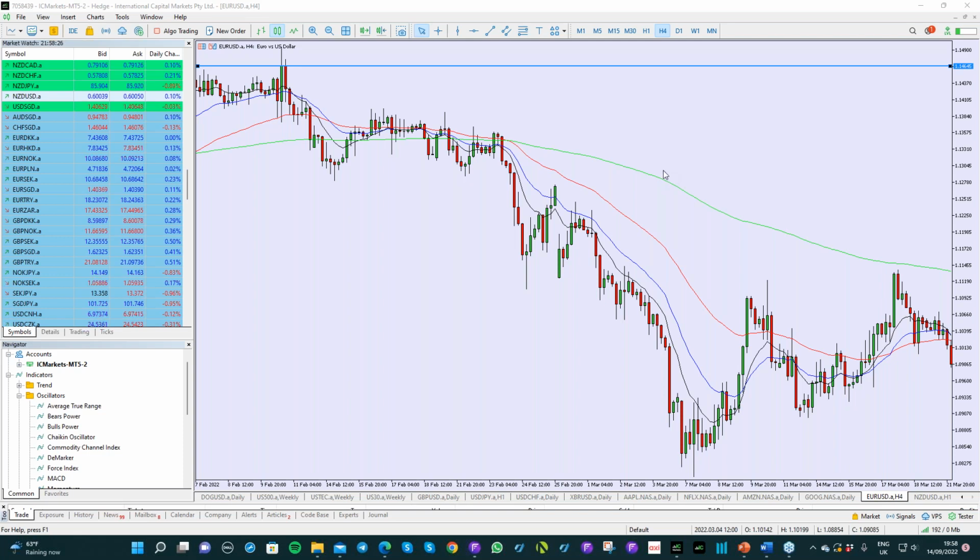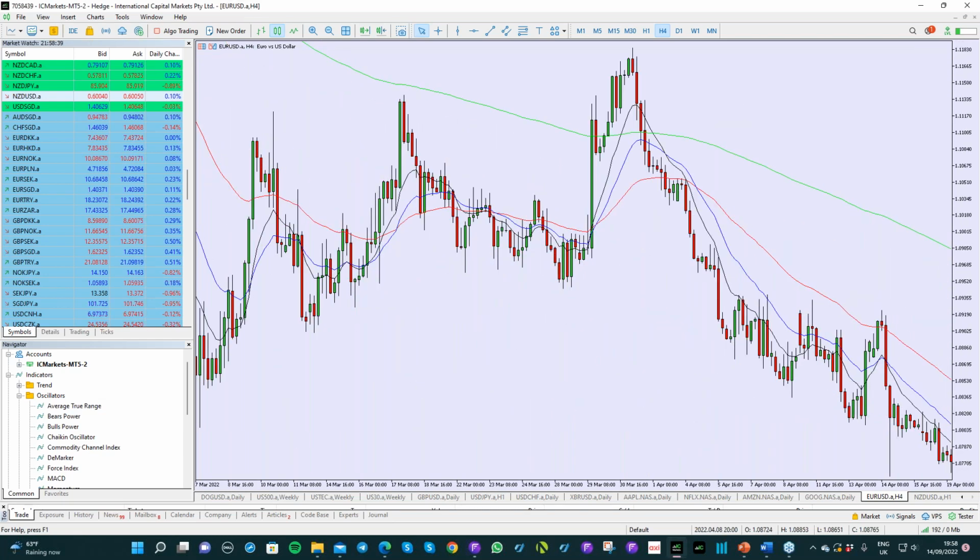How long does it take to learn how to identify these? It's a really good question. I suppose it depends how many hours you spend staring at the charts every day.